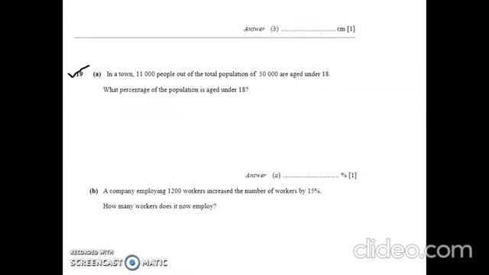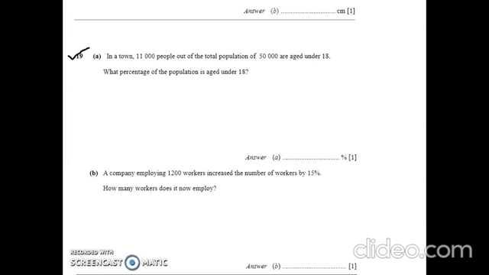Let's move to the next question. In a town, 11,000 people out of the population of 50,000 are aged under 18. What percentage of people is aged under 18? So it's 11,000 out of 50,000.